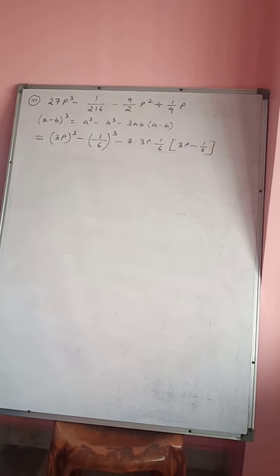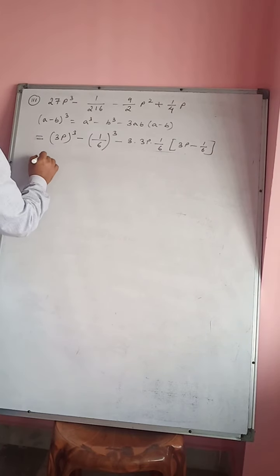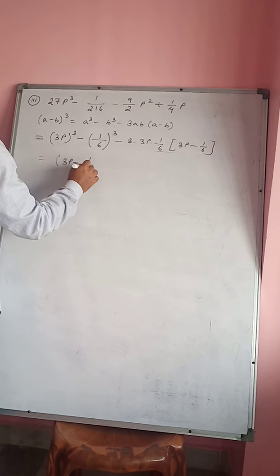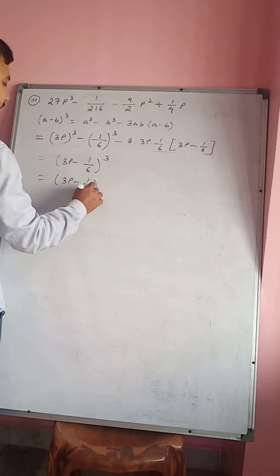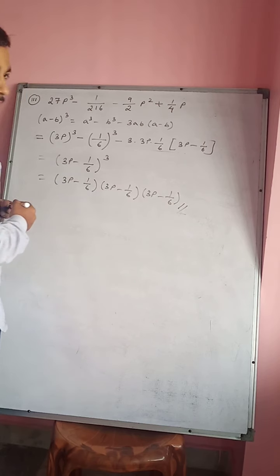What we can write? This will be 3p minus 1 by 6 whole cube. So this will be 3p minus 1 by 6, 3p minus 1 by 6.